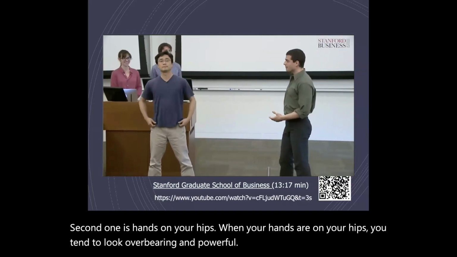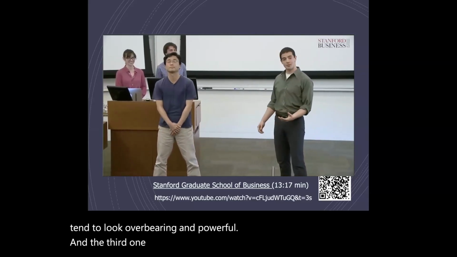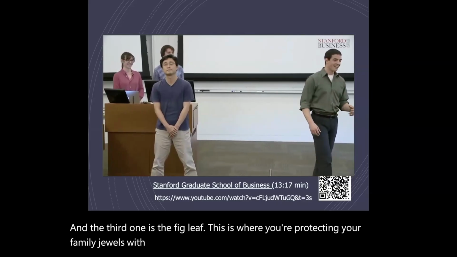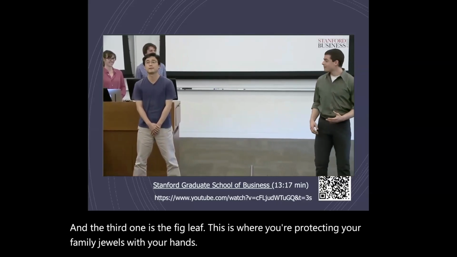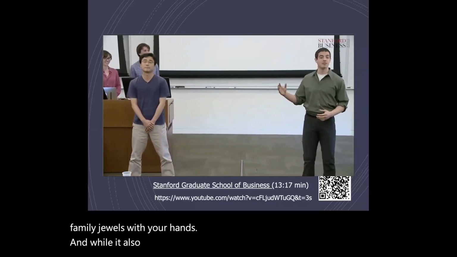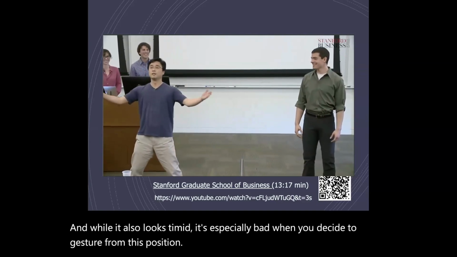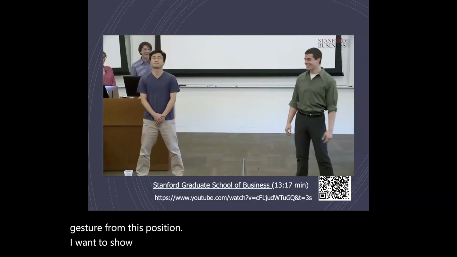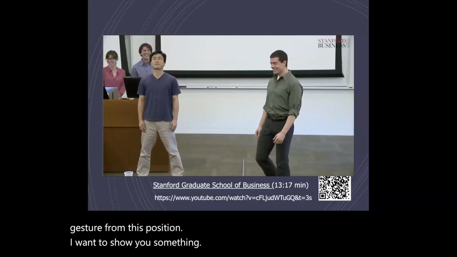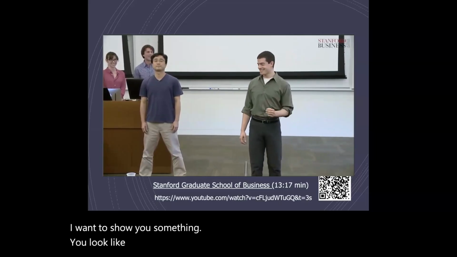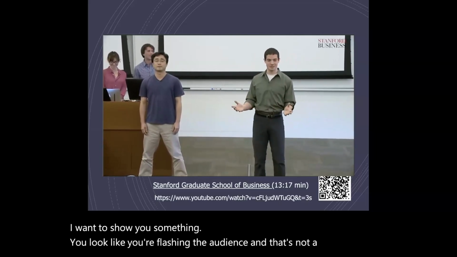And the third one is the fig leaf. This is where you're protecting your family jewels with your hands. And while it also looks timid, it's especially bad when you decide to gesture from this position. I want to show you something. You look like you're flashing the audience, and that's not a good thing. So how should you stand?